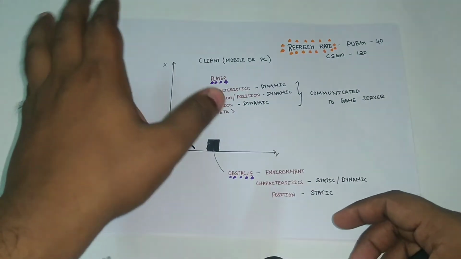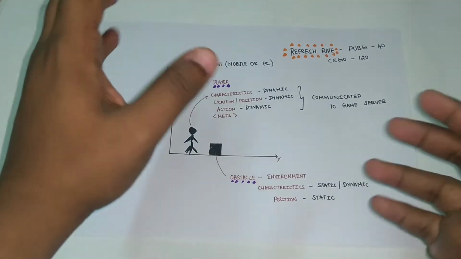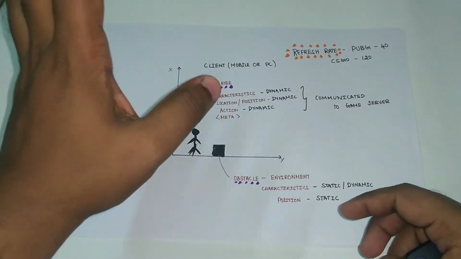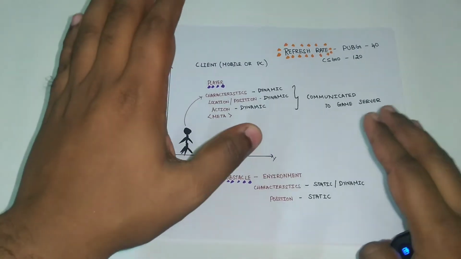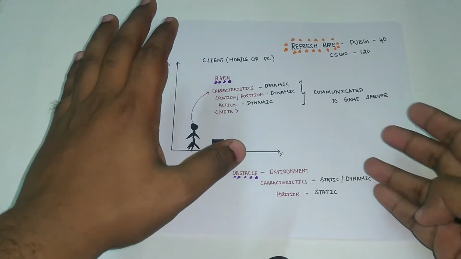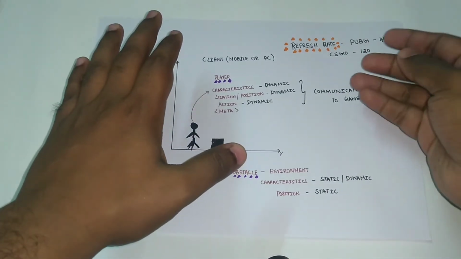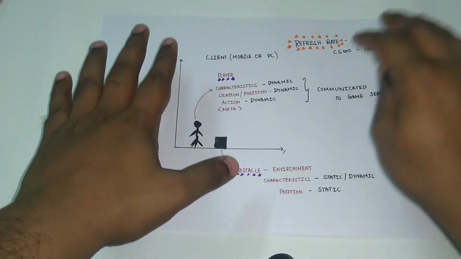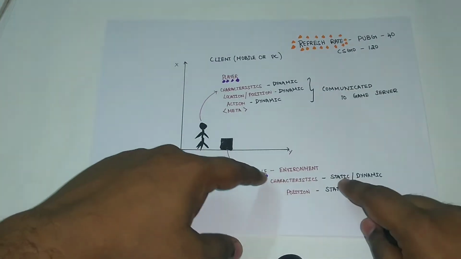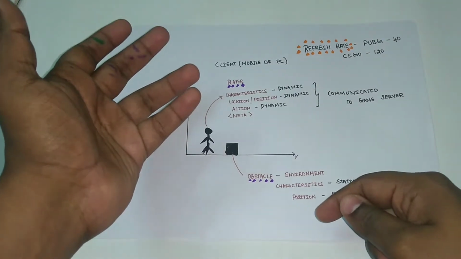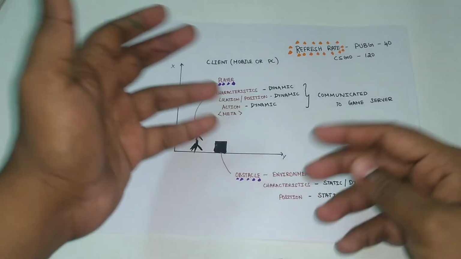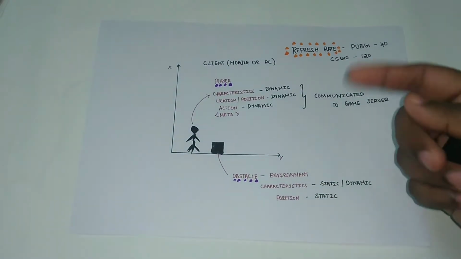Apart from that, the environment includes the map, obstacles, trees, cars, everything. The environment is completely static, so this data will not be transmitted to the game server, because the game server also has a local copy of the game stored in it. Apart from that, several environment characteristics, like a door or a car, which have varying, dynamic characteristics, will be transmitted to the game server.